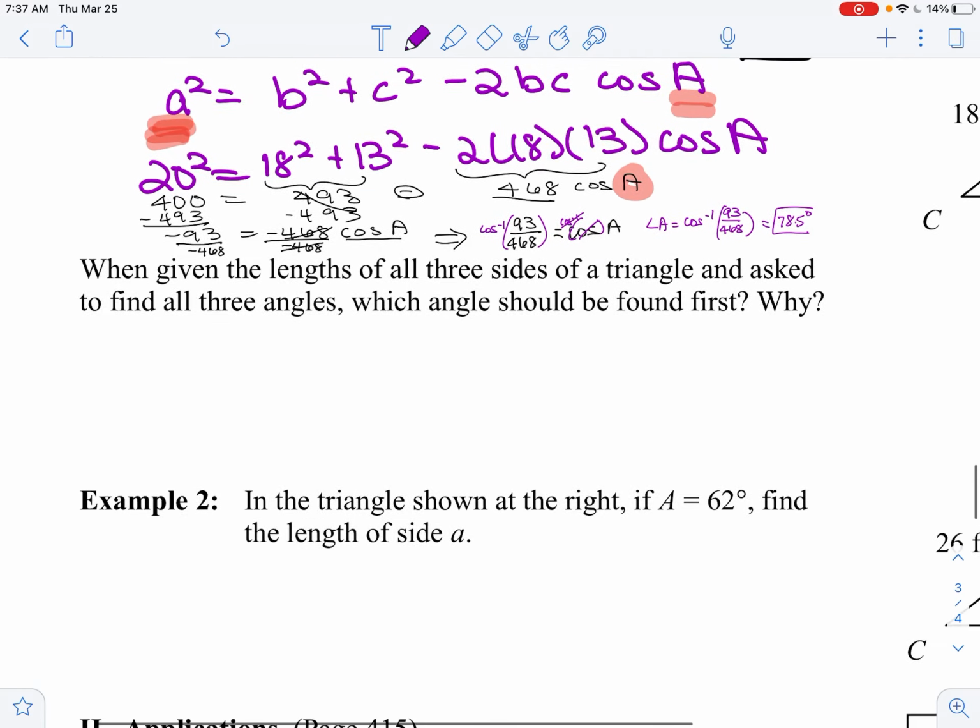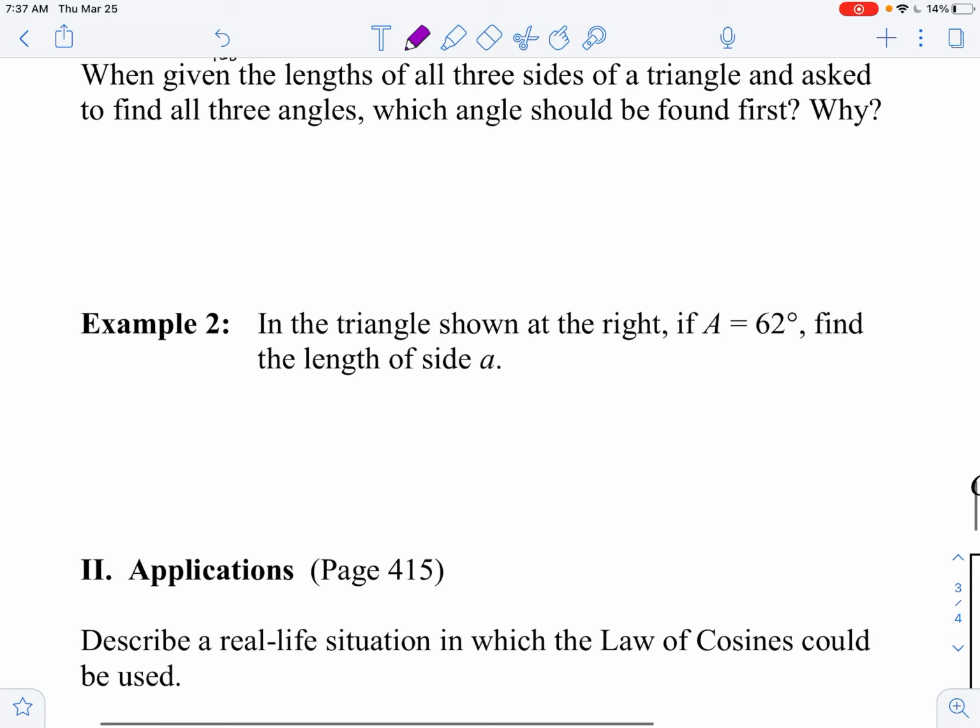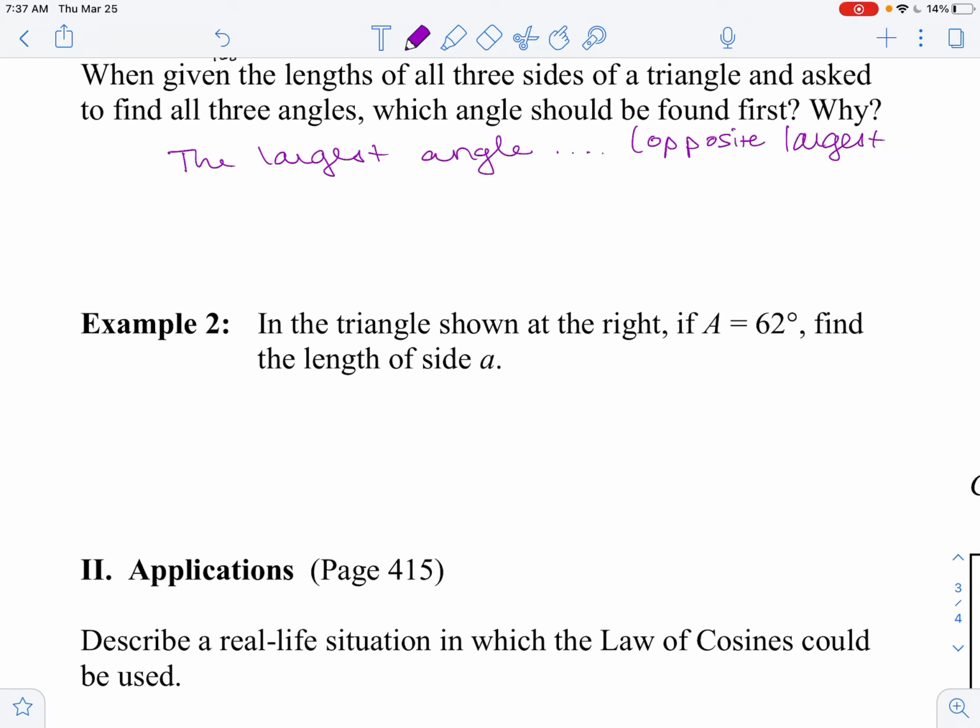Okay, there you go. So one of the other things that we want to remember is when we're given the lengths of three sides and none of the angles, and you have to find all three, which should you find first? Go ahead and find the largest one. So remember, the largest angle is usually opposite the largest side. And this will tell us if the triangle is acute or obtuse, and that will tell us if we have to find more than one triangle.